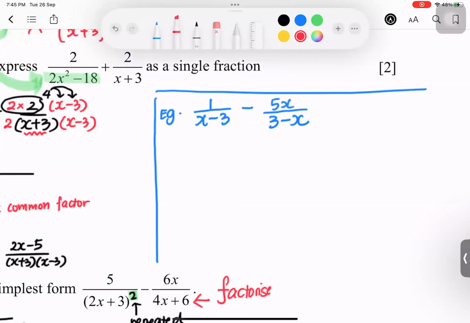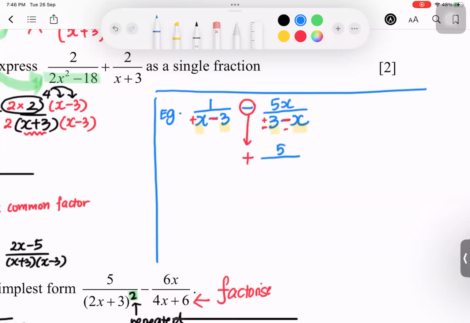This one you need to take note. This is x minus 3. This is 3 minus x. Got x and got 3, but the sign over here, the x is positive, but this x is negative. This is negative, but the x here is positive. How do I change the sign for this one? What I can do, I can multiply by a negative number. So I can multiply by negative, and this one will change to positive.